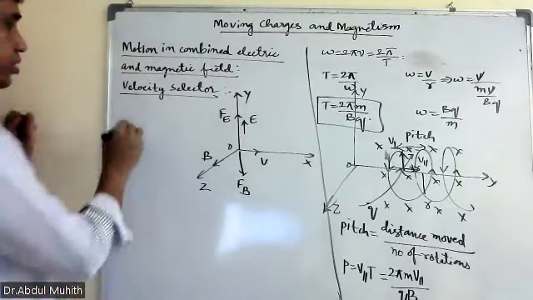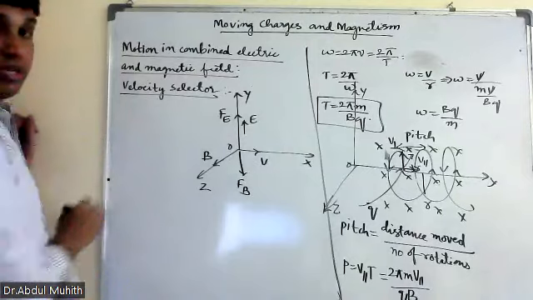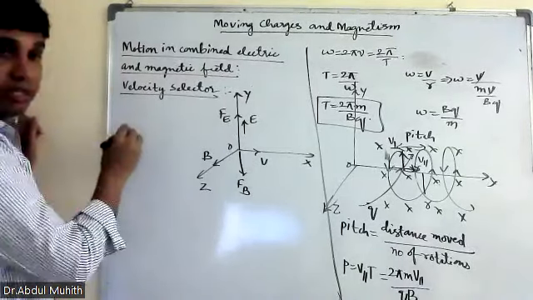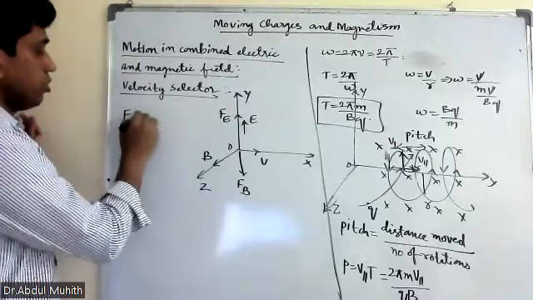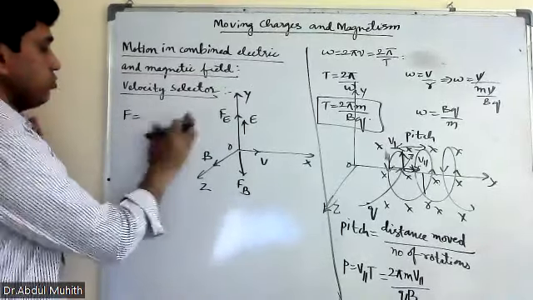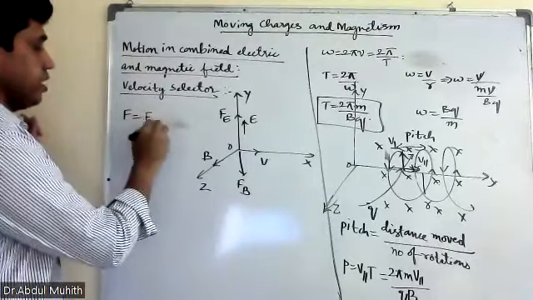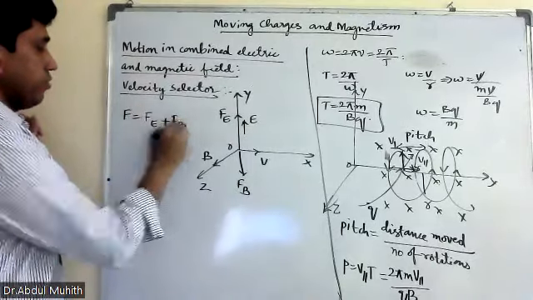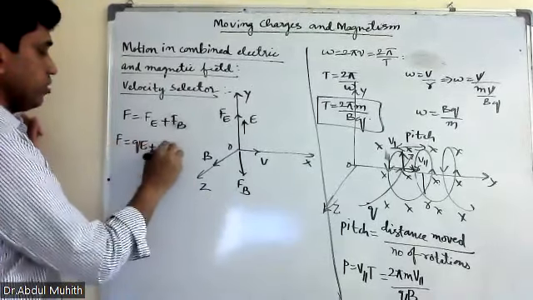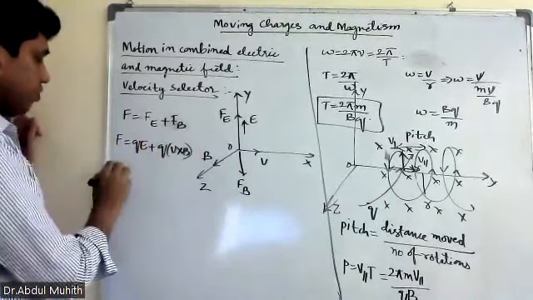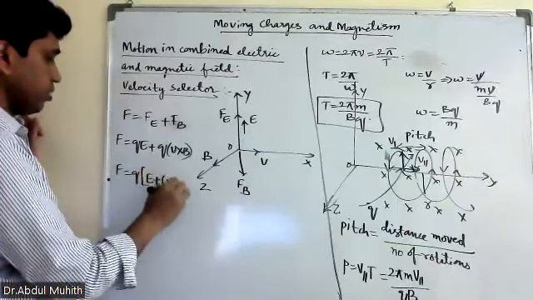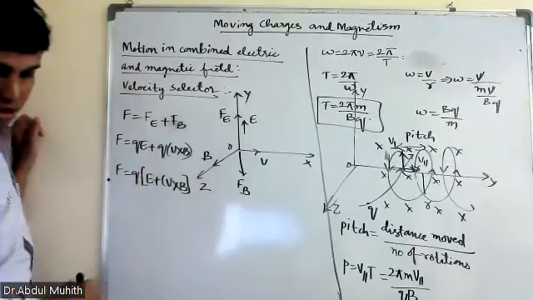Now, when the charge is placed in both electric and magnetic field at the same time, there is a Lorentz force. F is equal to what? Q into V cross B. Sorry, there are two forces, right? Fe plus Fb. So F is equal to Q into E plus Q into V cross B. So F is equal to Q into (E plus V cross B). There is a formula.